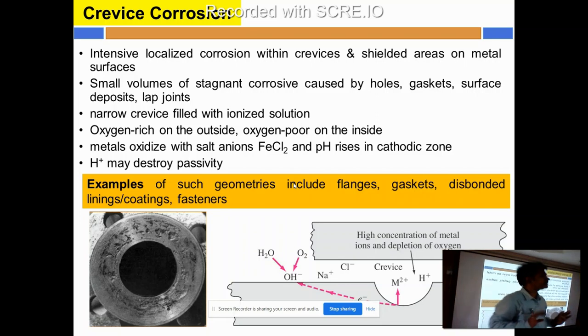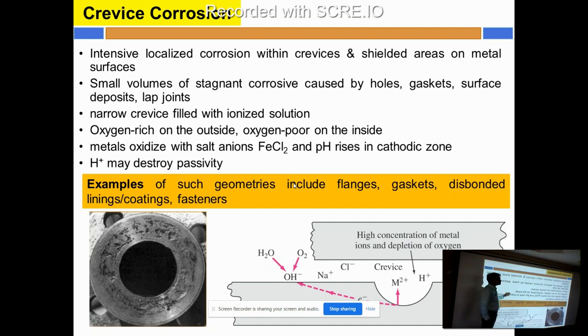First understand what crevice corrosion is. It is intensive localized corrosion within crevices and shielded areas on metal surfaces. Localized intensive corrosion, localized I said, localized. So it's not uniform, it's only at some specific sites. Small volumes of stagnant corrosive solution are caused by holes, gaskets, surface deposits.